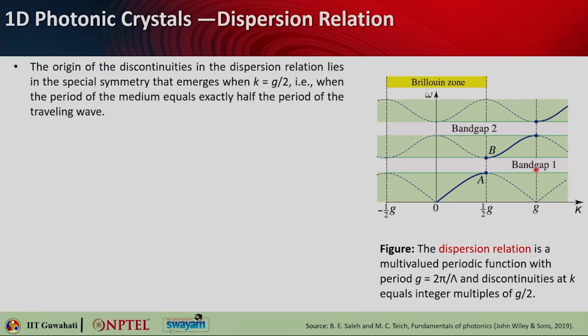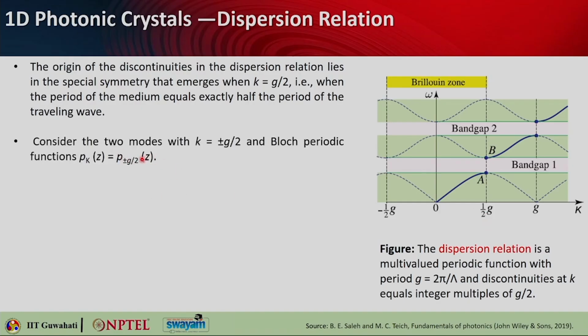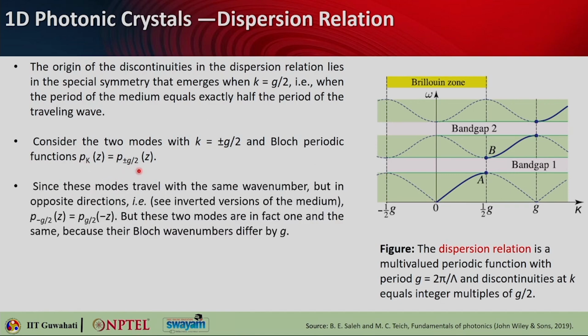The origin of the discontinuities, as you can see here, lies in the spatial symmetry that emerges from this relation when k equals G by 2. That means when the period of the medium is exactly equal to half the period of the travelling wave. Okay. So, in that case you can consider the two modes with k equals plus minus G by 2. And the Bloch periodic function we have seen, p_k(z), so you can replace k with plus minus G by 2.